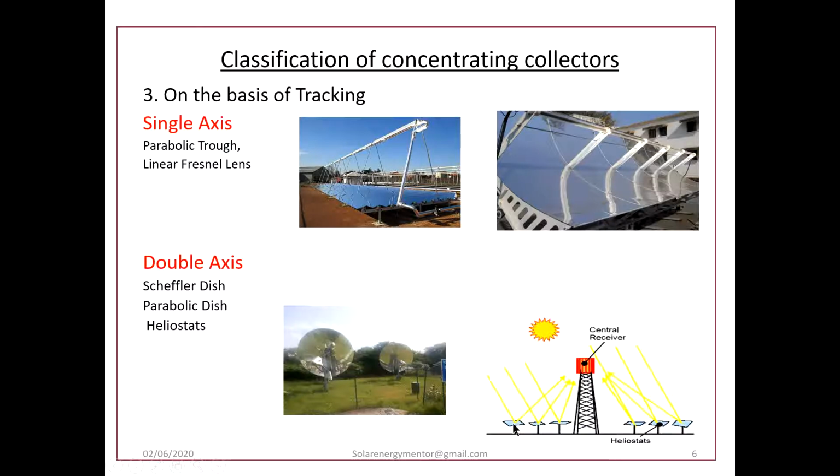So in this case also these mirrors need to track the sun correctly. So here double axis tracking is needed. Double axis tracking is more accurate than single axis tracking. Double axis tracked collectors produce higher temperature than the single axis tracked collectors.